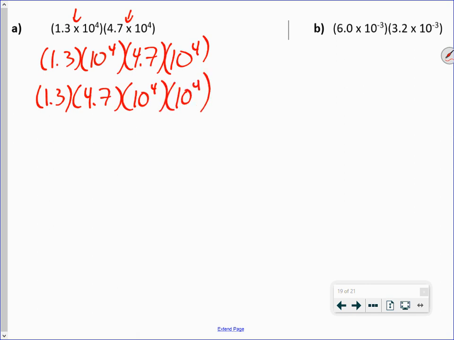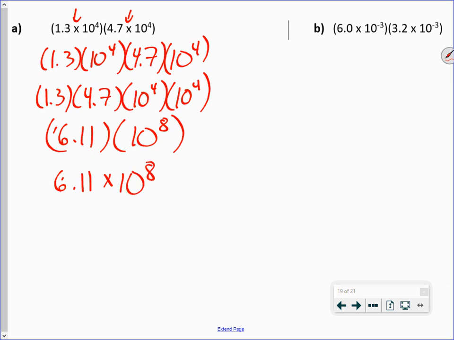Now, do I expect you to write out all these steps? No. I'm just showing you what's going on, so you understand where that comes from. So this is 6.11 times 10 to the 8th power.